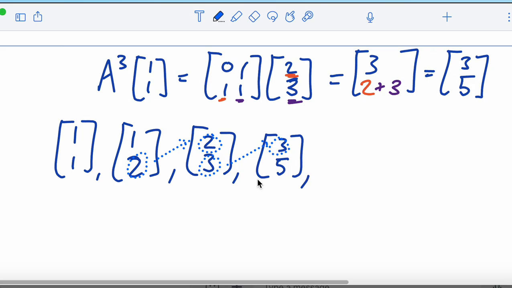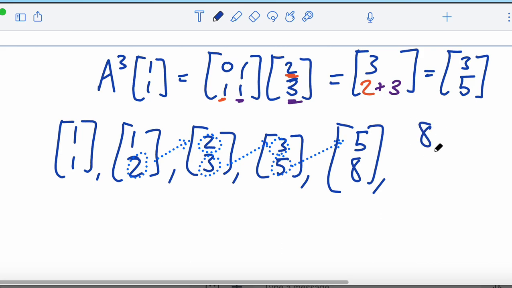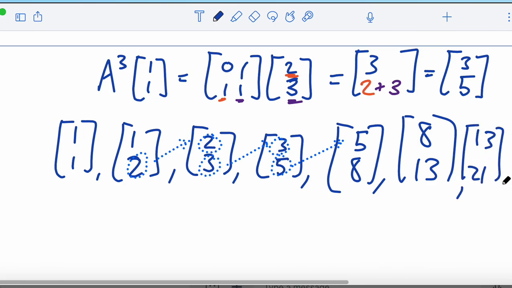So the 5 will move up. And then you get 3 plus 5 equals 8. Very simple. Once you know this pattern, you can do this all day. The next one will be 8, 13. 5 plus 8 is 13. And the next one will be 13, 21. So we can do this all day long.